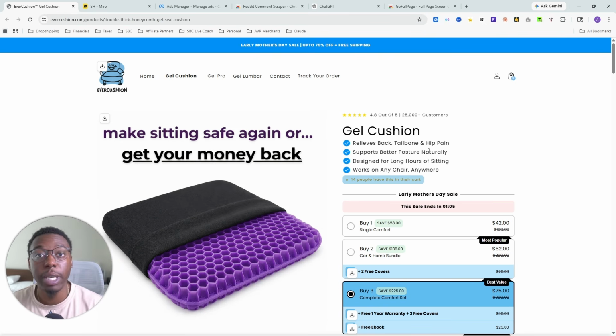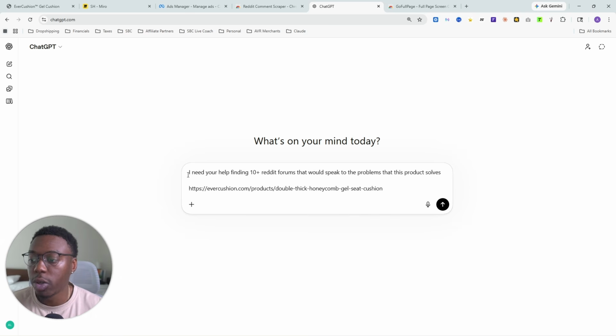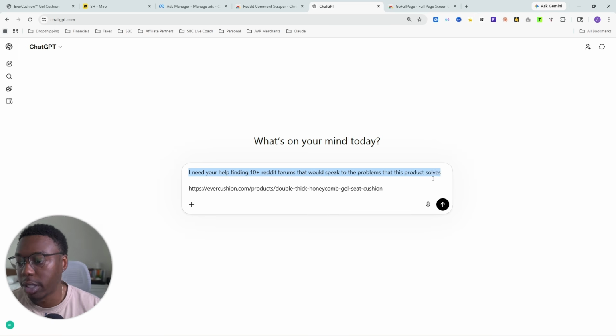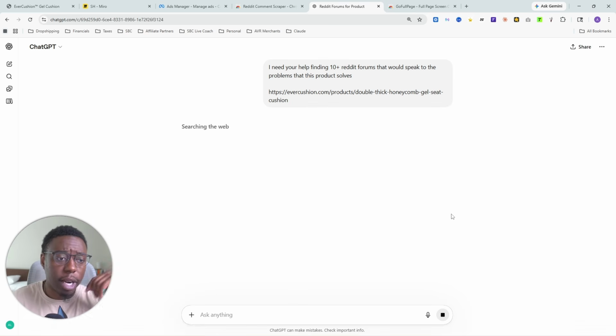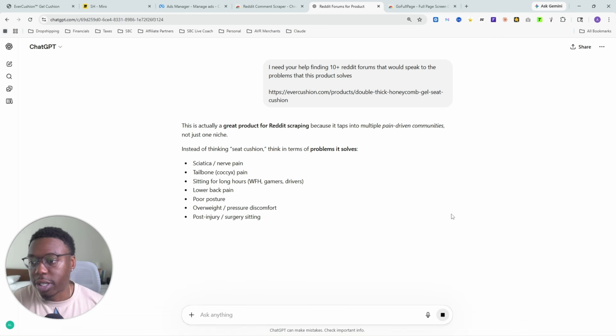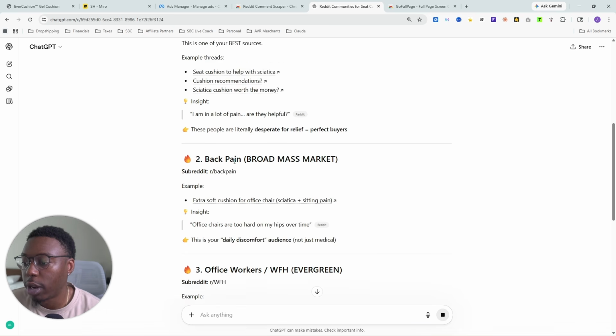So for me, all we need to do is type in the problem space plus Reddit, and I'll have a ton of forums pop up. But in the weird chance that you're dropshipping something where you're not 100% sure, you can always go to ChatGPT and simply say, I need your help finding 10 plus Reddit forums that would speak to the problems that this product solves, and paste the link of your product. You can do this if you have your site built out, your competitor's website, the Amazon listing, whatever. Just have some information about the product, so that ChatGPT can literally tell you what Reddit forums to look for.